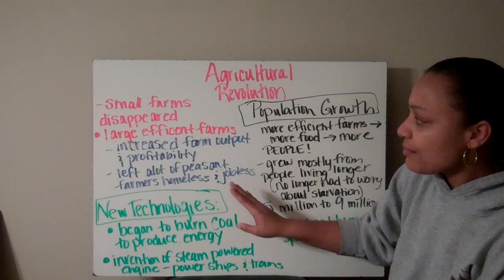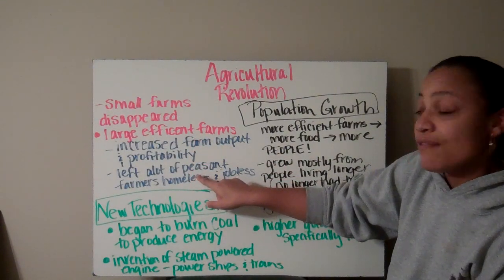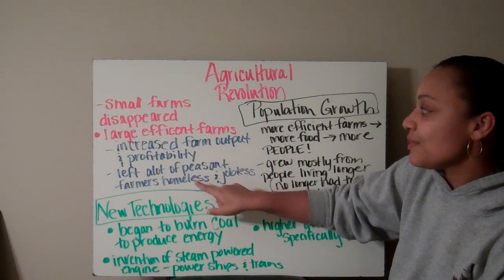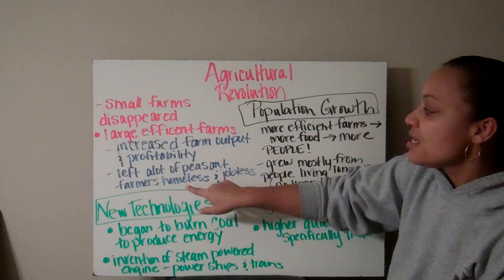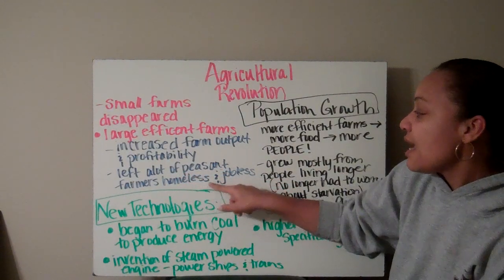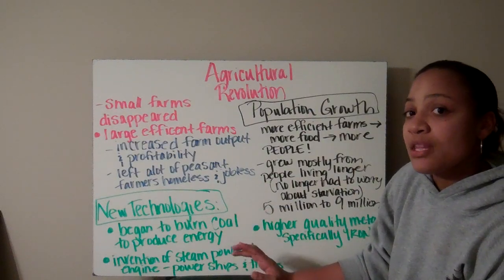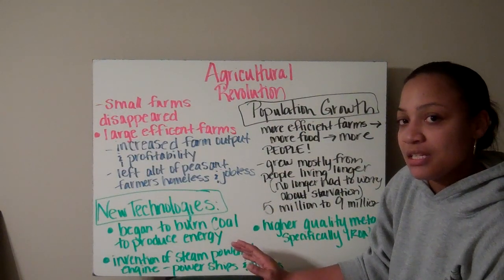However, because we're going to go to these large efficient farms, the peasant farmers are going to lose their jobs because the wealthy farmers are going to be in charge of these larger efficient farms. So the peasant farmers are going to be homeless and they're going to be jobless. So the only thing that's going to be left for them is to go to the factories, to move to the cities to work.